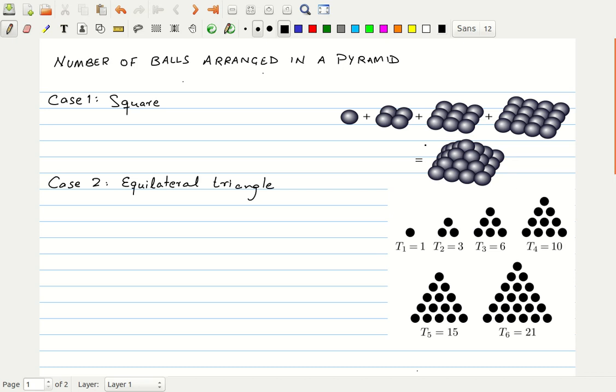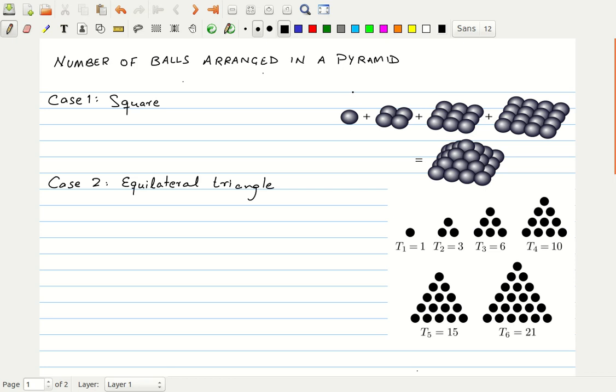You can see that this is a square pyramid with the bottommost layer consisting of 4 balls. So 1, 2, 3, 4, right? So this is the bottommost layer, and on top of that layer we will have a square base of 3 balls, and then on top of this 3 balls we will have a square base of 2 balls on each side, and on the top layer you will have 1 ball. So what is the total number of balls here?